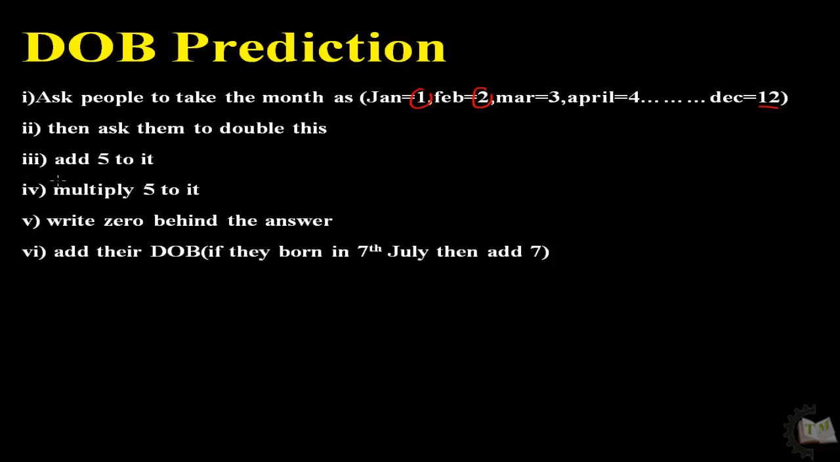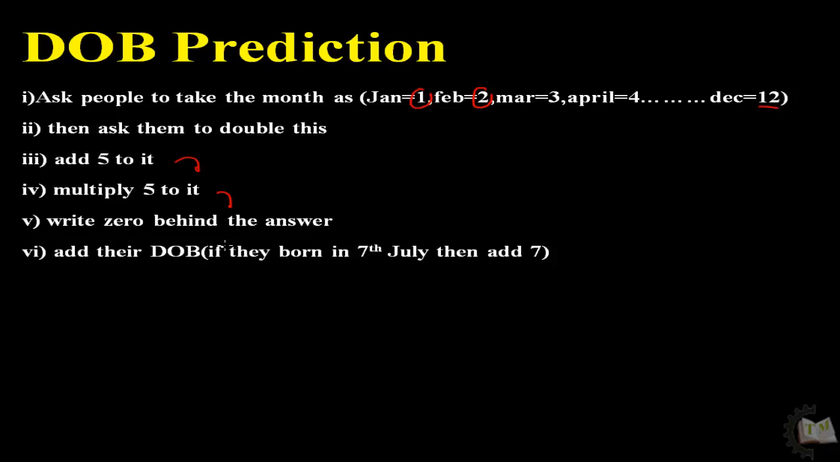Third step, add 5 to it. After the second step, whatever answer you get, add 5 to it. And the next step, whatever answer you get in the third step, multiply by 5. In the next step, write 0 behind the answer. The answer which you get in step IV, write the 0 to the right-hand side of the answer.